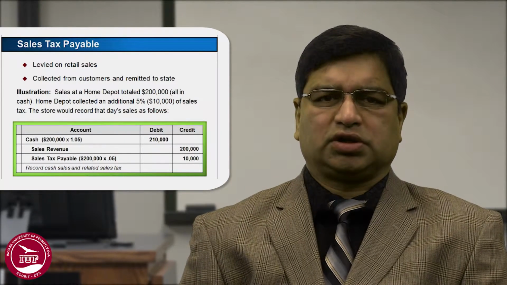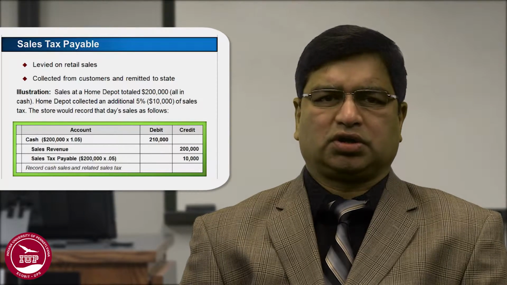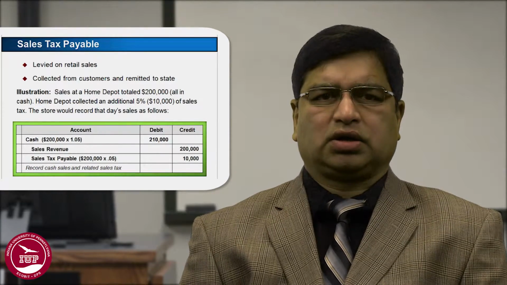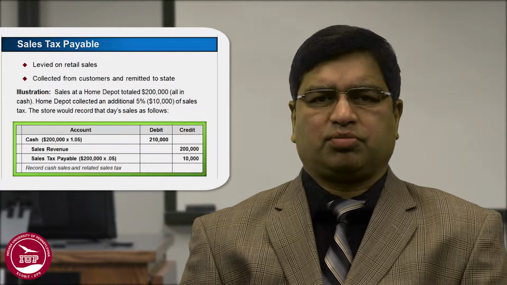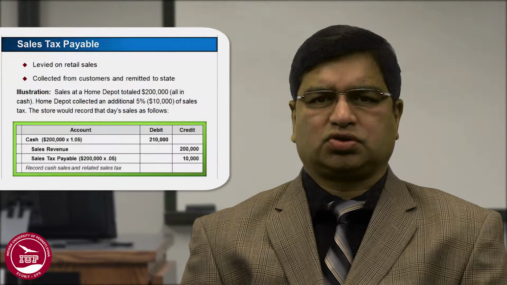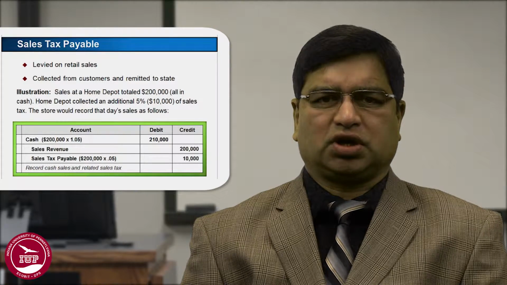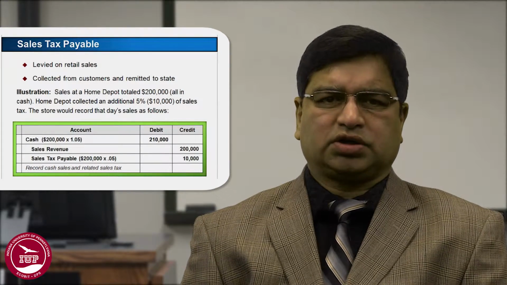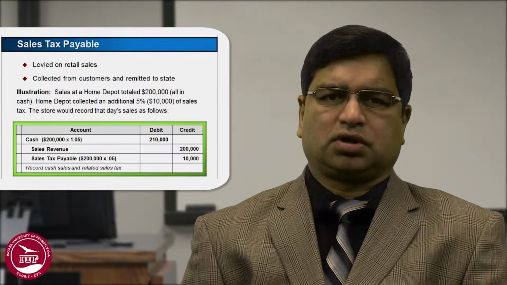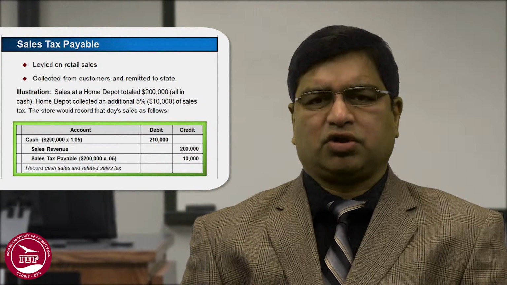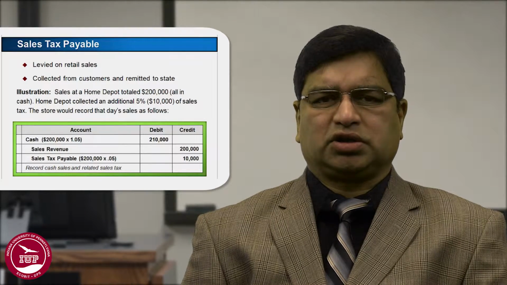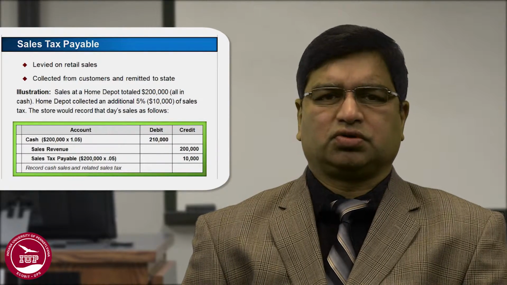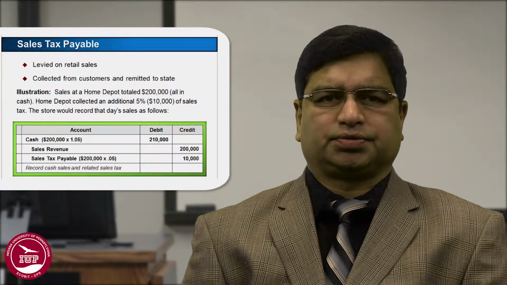So you got sales at Home Depot for $200,000, all in cash, and 5% sales tax was collected, so $10,000 in sales tax was collected. So you got cash of $210,000. Then you got the sales revenue of $200,000, which will be recorded for Home Depot, and a sales tax payable of $10,000, which is due to the local authorities.